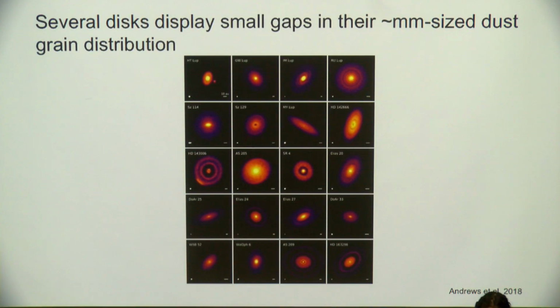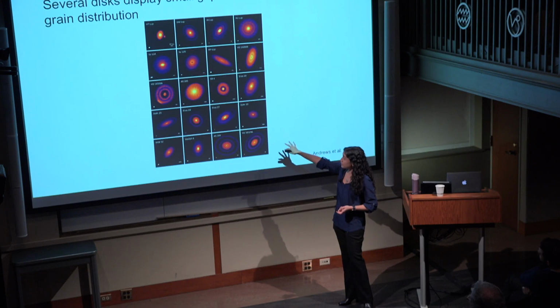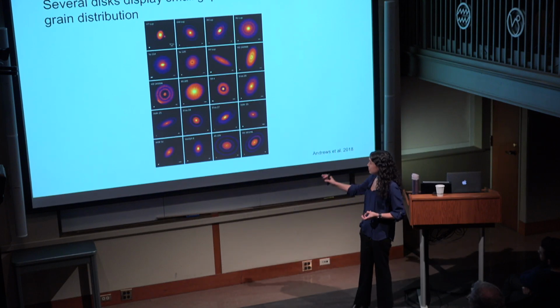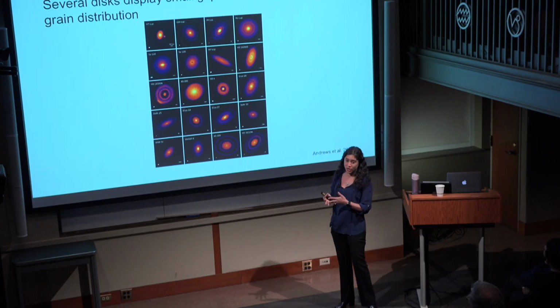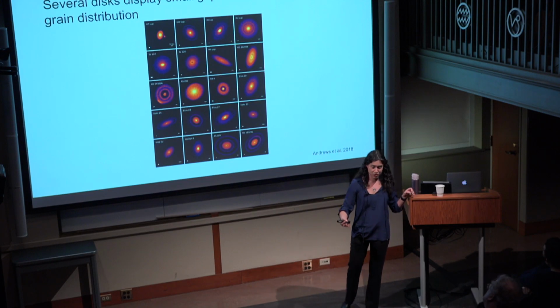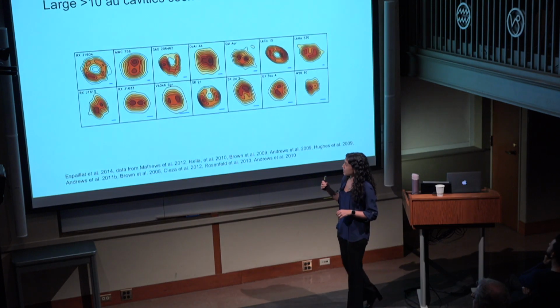And it's not unique. It's a question we're going to have to answer and really confront in the near future, because these are results from the large program led by Sean Andrews here. 20 disks, and most of them have gaps. And to the best of my knowledge, the vast majority of these are accreting. So it seems to be common. We have gaps in the dust structure of disks, but gas accretion still happens onto these stars. And here are just some examples.